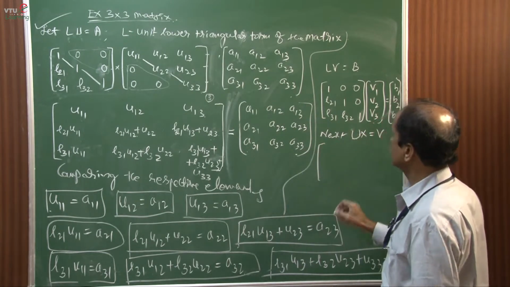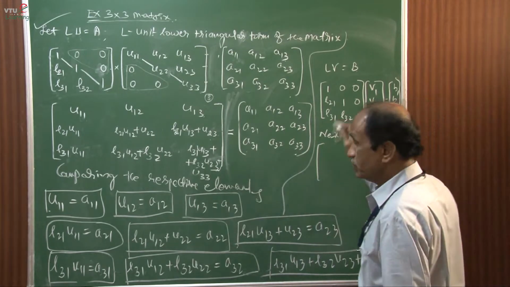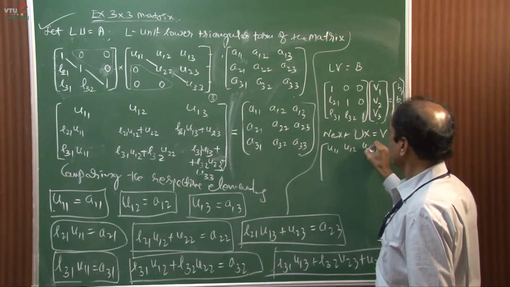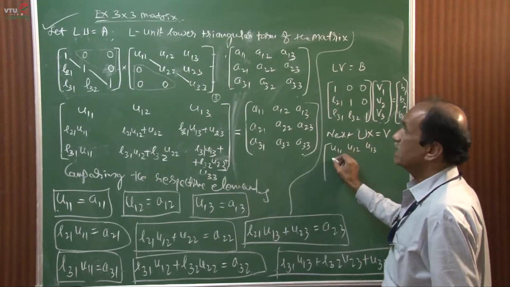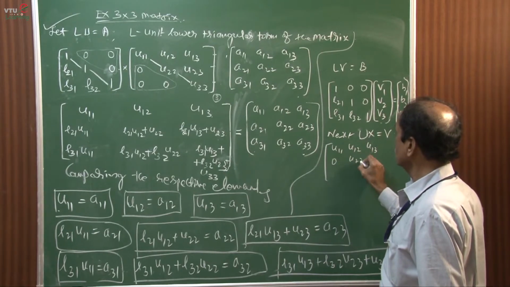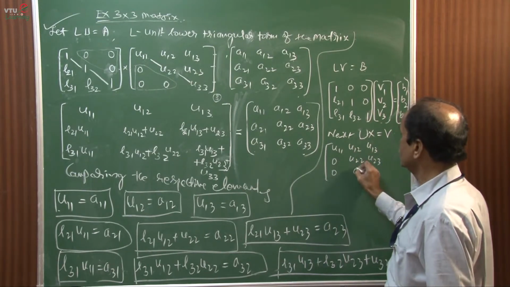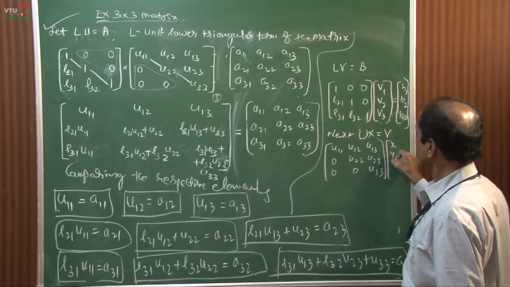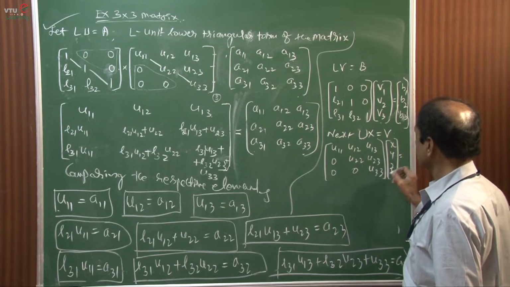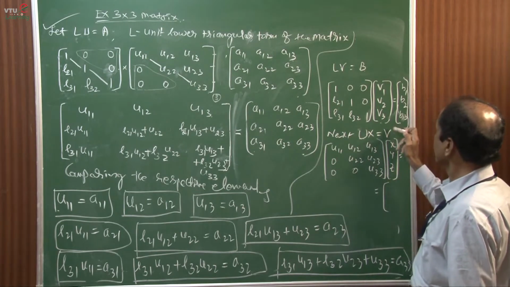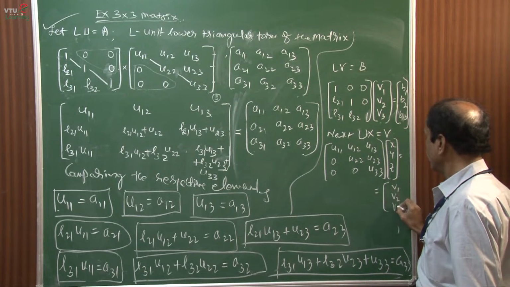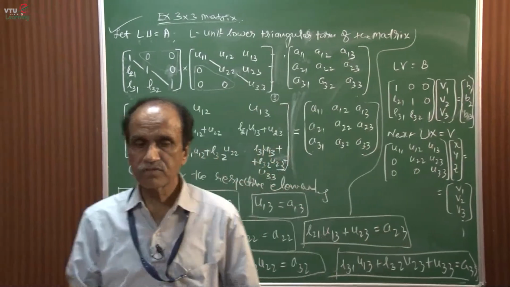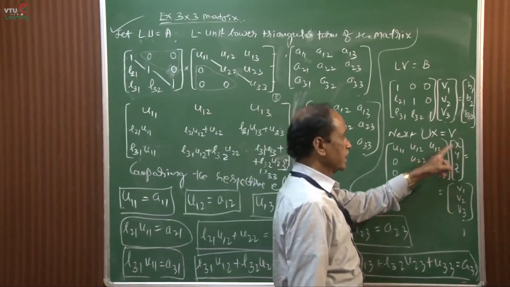Then you will be getting, sorry, U is the upper triangular matrix: U11, U12 and U13, then 0, U22 and U23, then 0, 0, U33. This should be multiplied with the column matrix of unknowns. This is equated to V1, V2 and V3. So this will give us the final values of the unknowns, x, y and z.